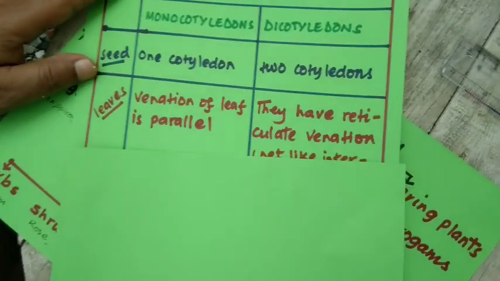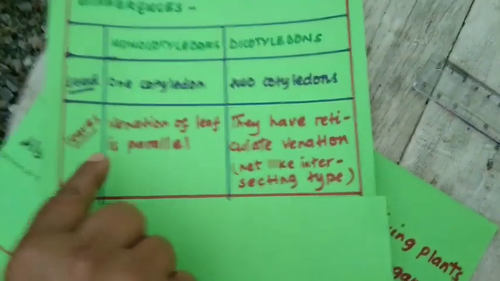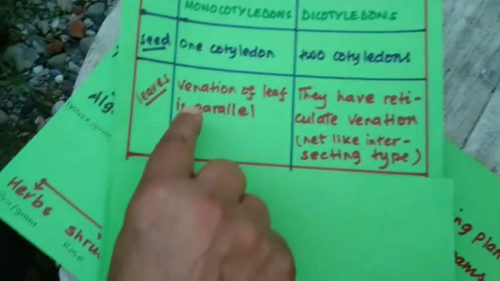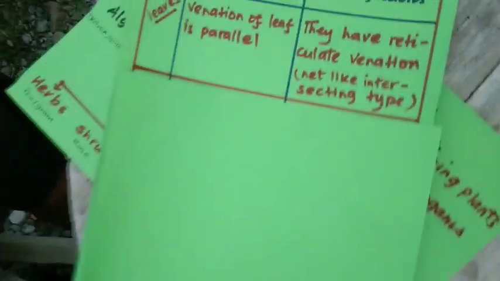And then on the basis of leaves, how they look like. The venation of the leaf of monocotyledon is parallel. So let me show you. Can you give me that sugar cane, please? Sugar cane, please. Yes, that leaf. Where were you, my boy? Now see this sugar cane.